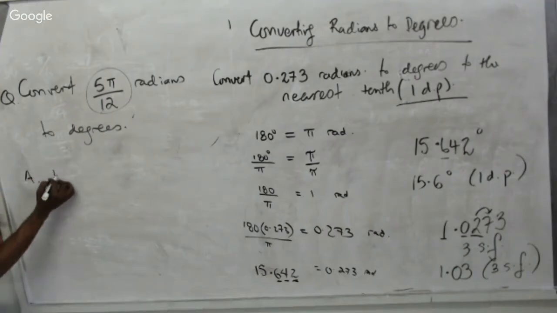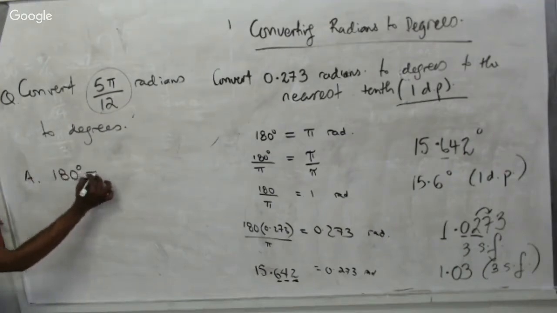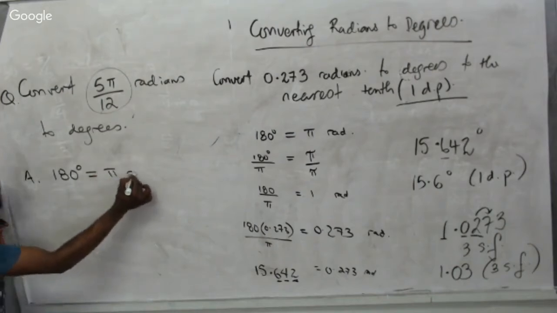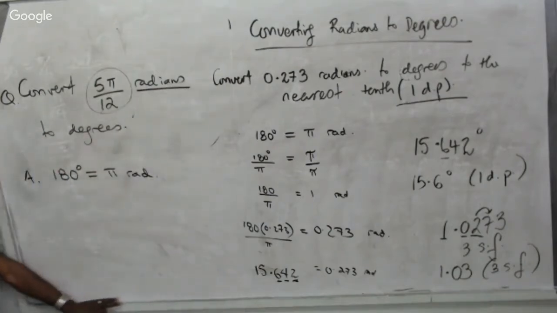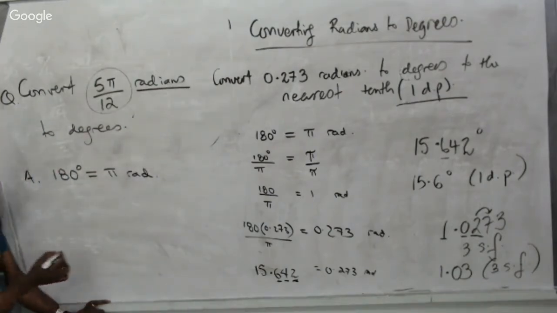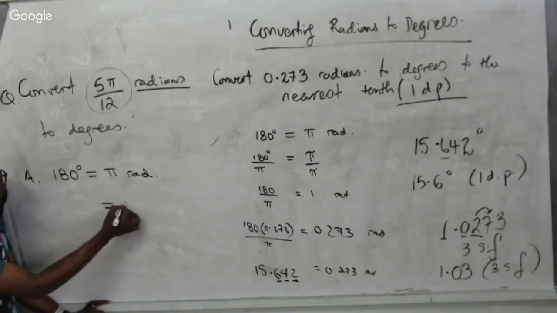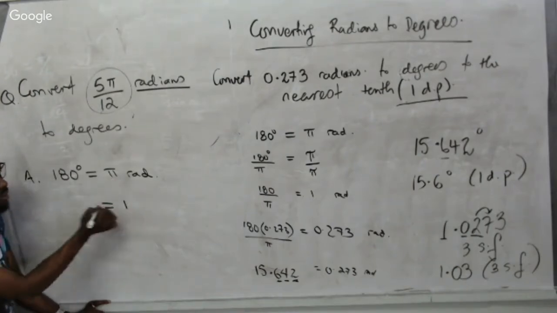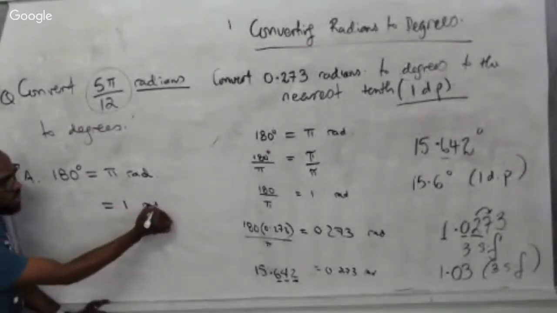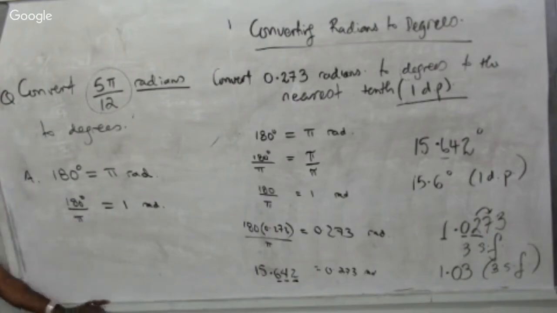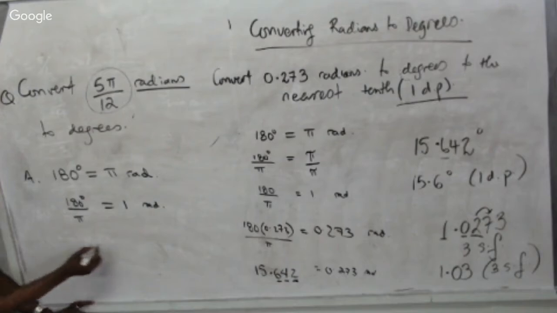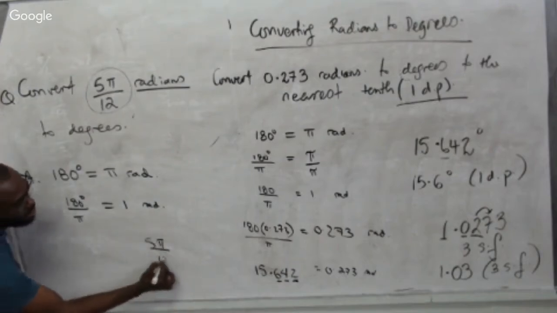So I'm going to have 180 degrees equal to pi radians. That's the first step. But because I'm converting from radians, I need to find what 1 radian is. So if I divide through by pi, pi divided by pi is 1, and 180 degrees divided by pi. Fair enough? Then I need to multiply both sides by 5 pi upon 12.